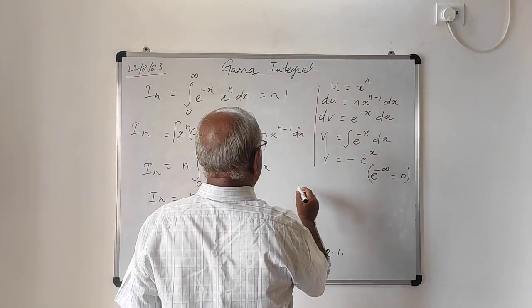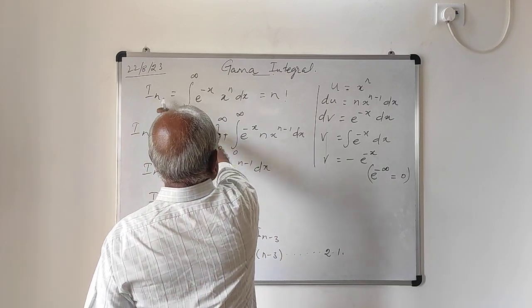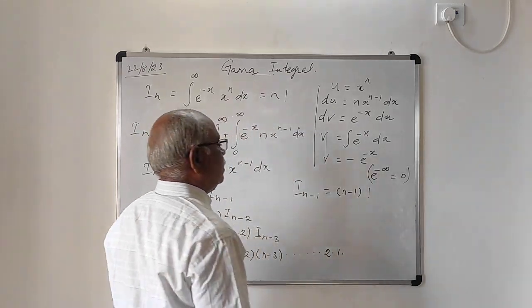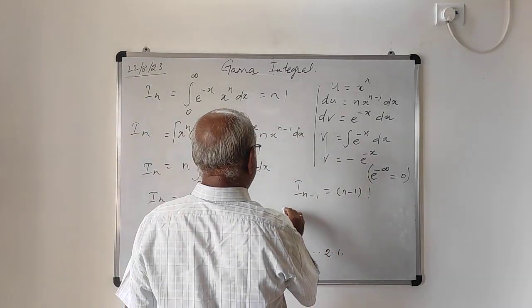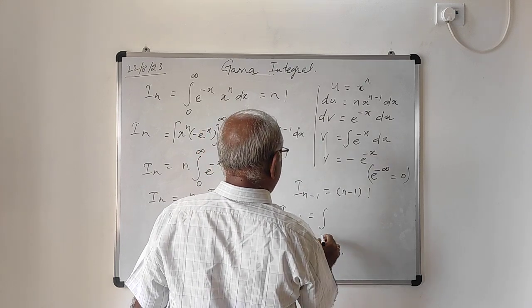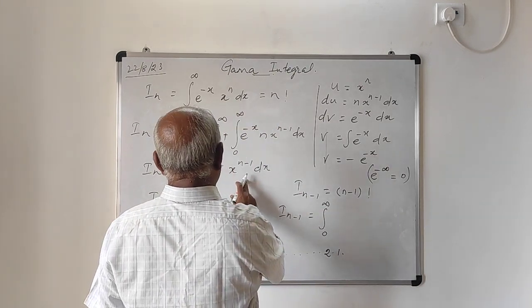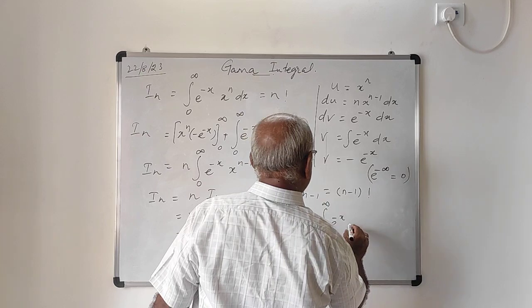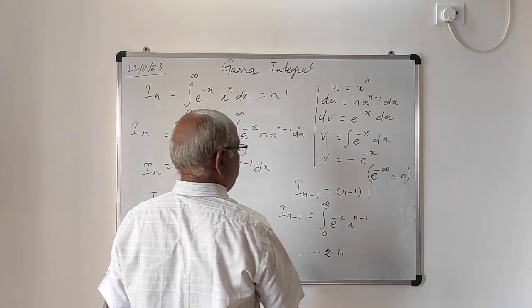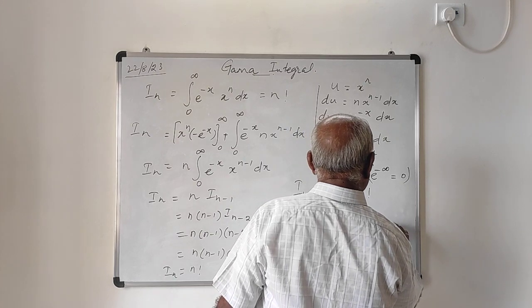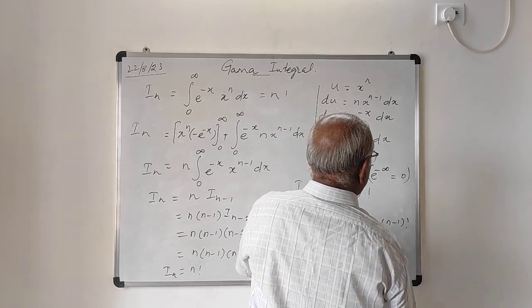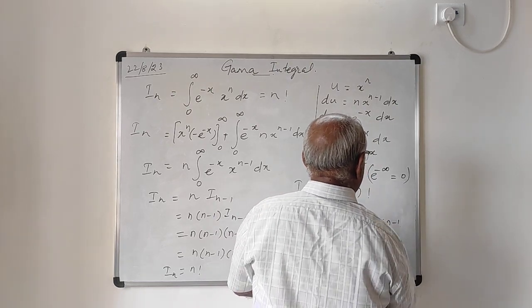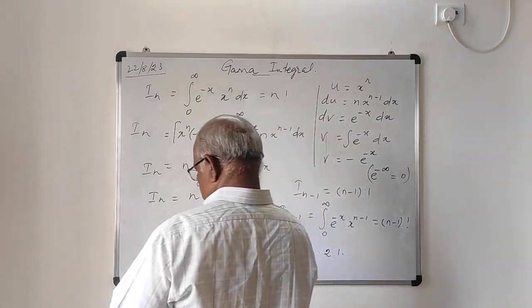Similarly, I_(n-1) is the integral 0 to infinity e power minus x into x power n minus 1 dx. This value is n minus 1 factorial.